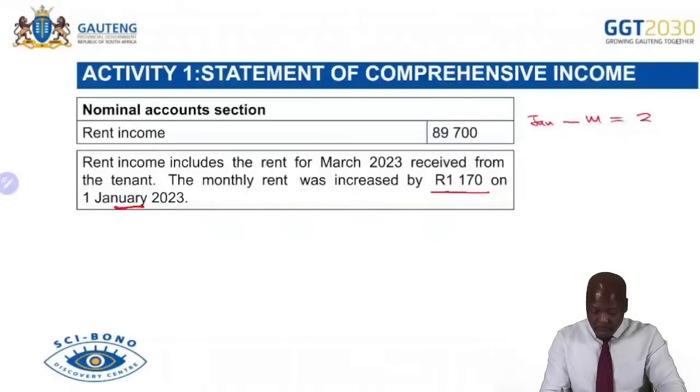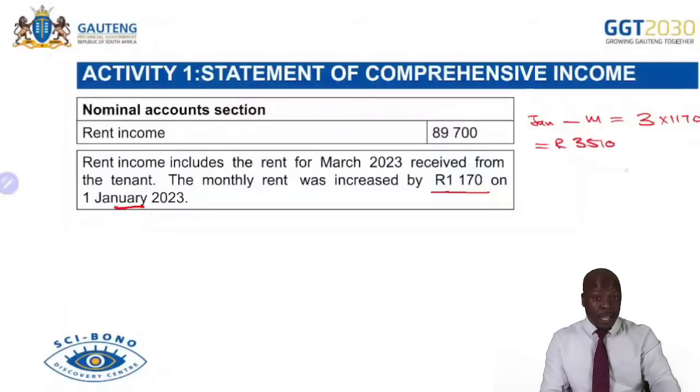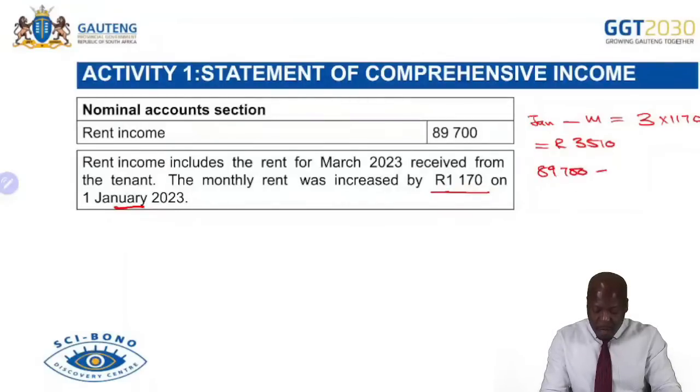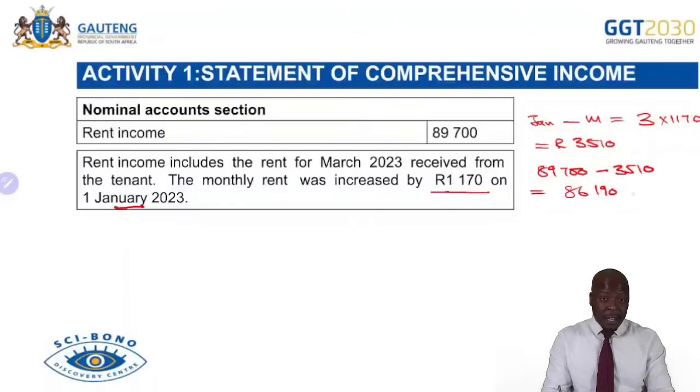How many months is that? That's 3 months. In those 3 months, rent has been increased by 1,170. So if we punch this in the calculator, you realize that we have received 3,510 of the increase. So if we come here and we say our 89,700 minus that increase of 3,510, we will then get rent before increase, which is 86,190. This is rent before increase.